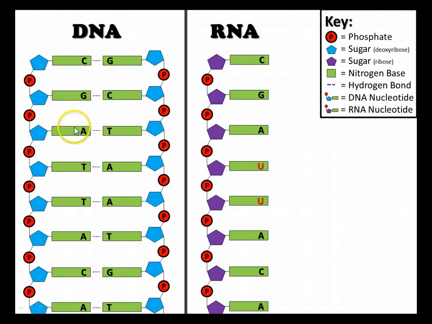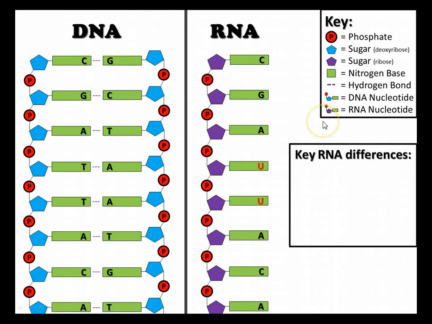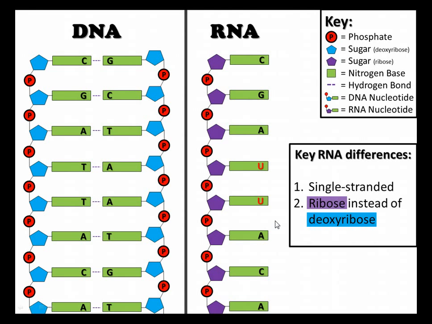Overall, though, pretty similar. Here's my molecule of DNA. Here's my molecule of RNA. The 3 differences that for sure you need to know and probably be writing down. Number 1, RNA is single-stranded. There's only one side to this one here. We'll talk about why when we get to transcription. Secondly, as you saw probably right away, the color is different. I use the sugar ribose instead of deoxyribose. And finally, where normally I would have had a T, now I will replace it with a U for uracil. So make sure you know those 3 things.